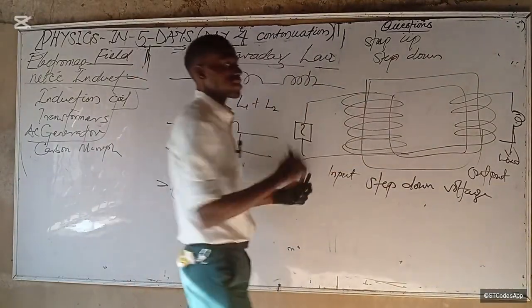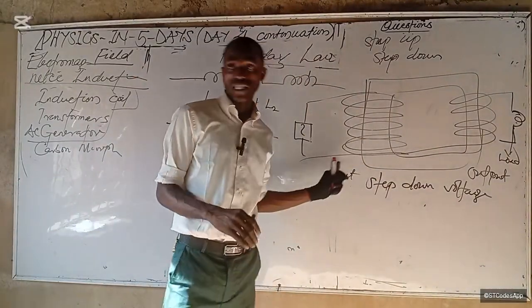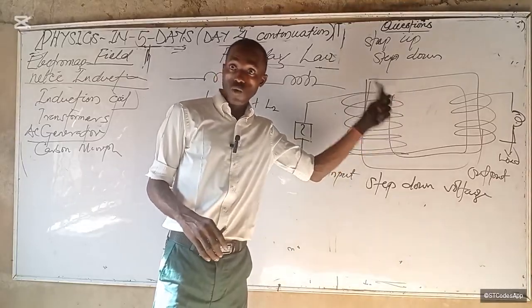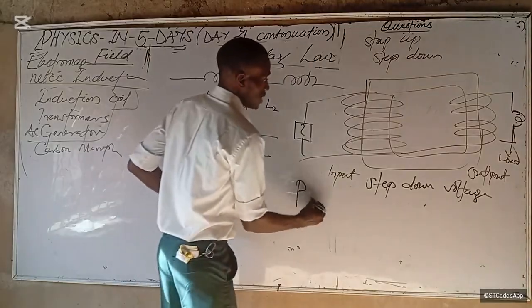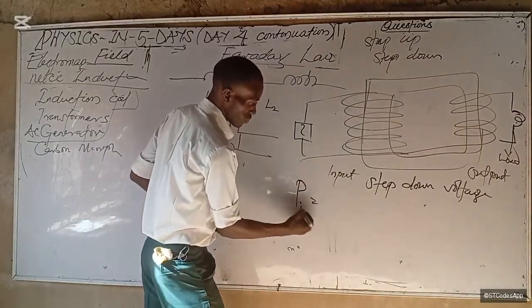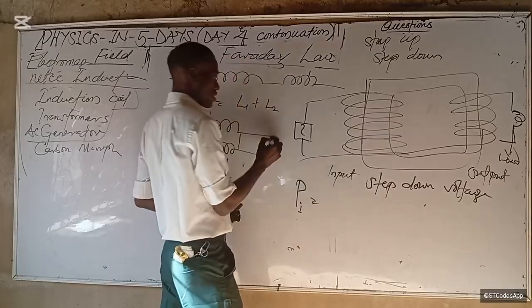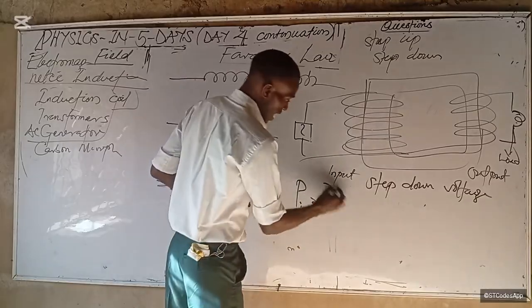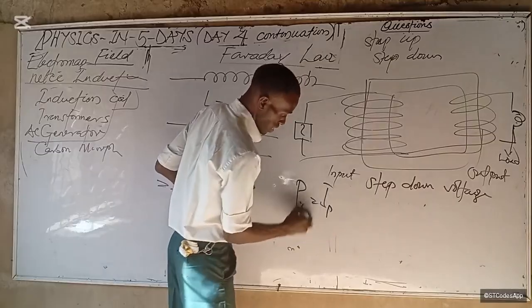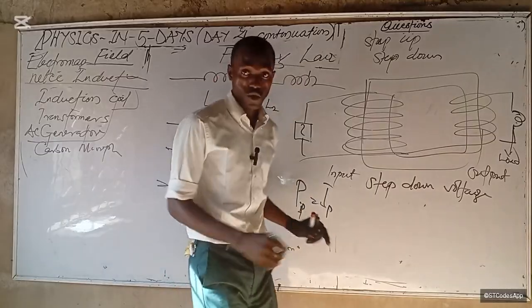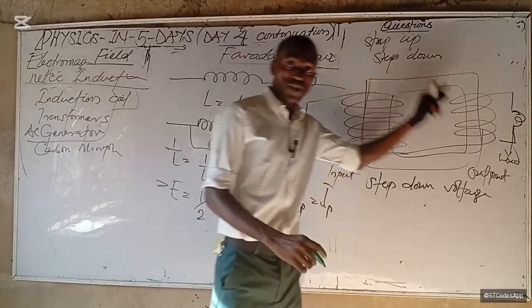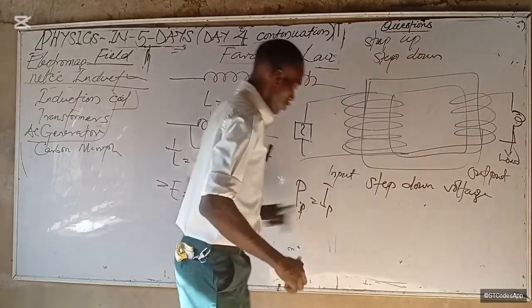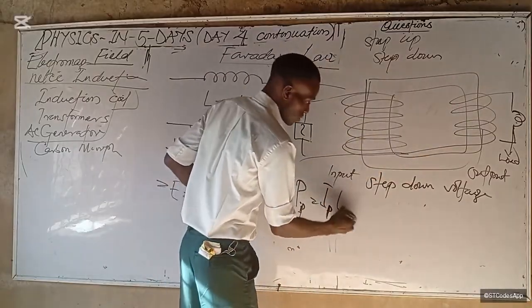Then, what if the reverse is the case? If the input has less coil than the output, we are stepping up. Is that okay? So the total power in the input, in this case, let's call it P sub I, is going to be what? You know, power is current times voltage, right? That will be I sub P times E sub P, if this is the primary. Yes, we also use primary and secondary coil. Is that okay? The primary coil is the input coil. The secondary coil is the output coil. So I sub P times E.